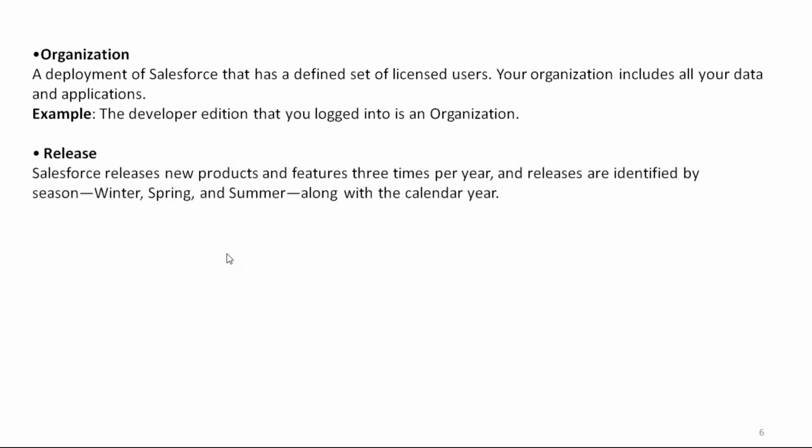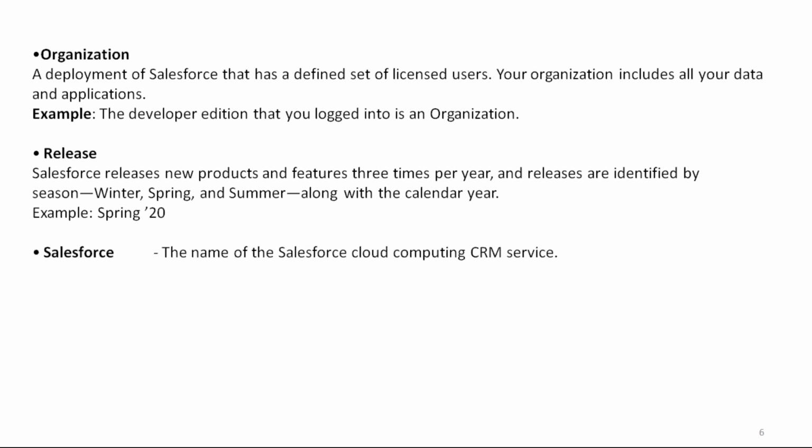And release is the term used to refer to the upgrades. Three times a year the upgrades happen. They name the upgrades winter release, spring release, and summer release, as per the season. Every year, three times a year, they upgrade the product, which is called a release, like Spring 20 with respect to the year, Summer 20, Winter 20. Next year it will go like Summer 21, Winter 21. And Salesforce is a term used to refer to the company as well as the product.